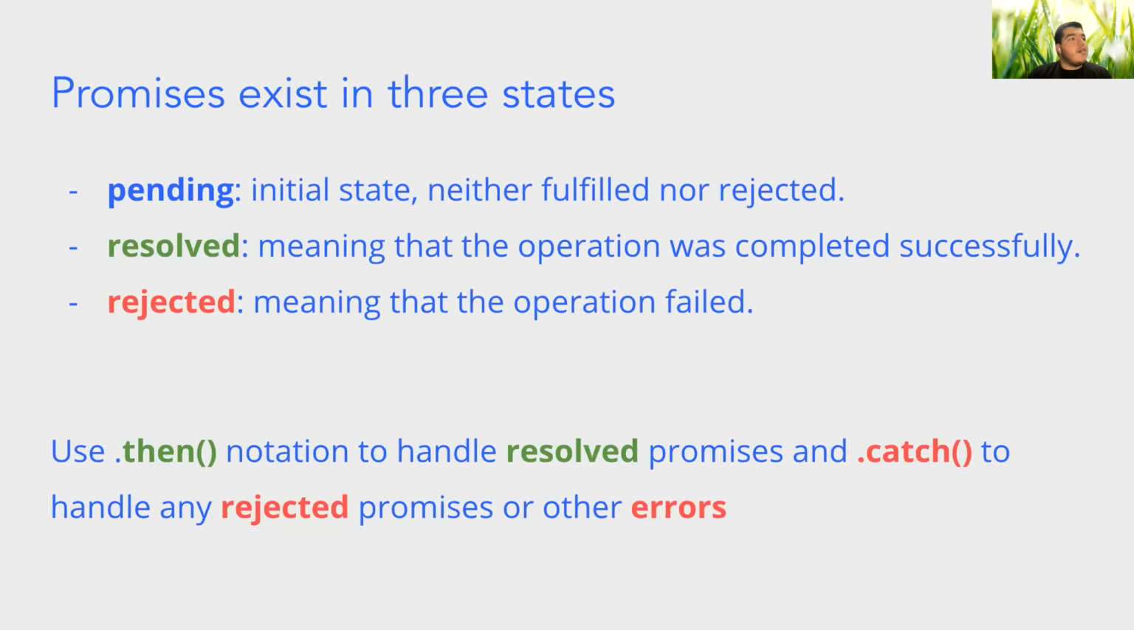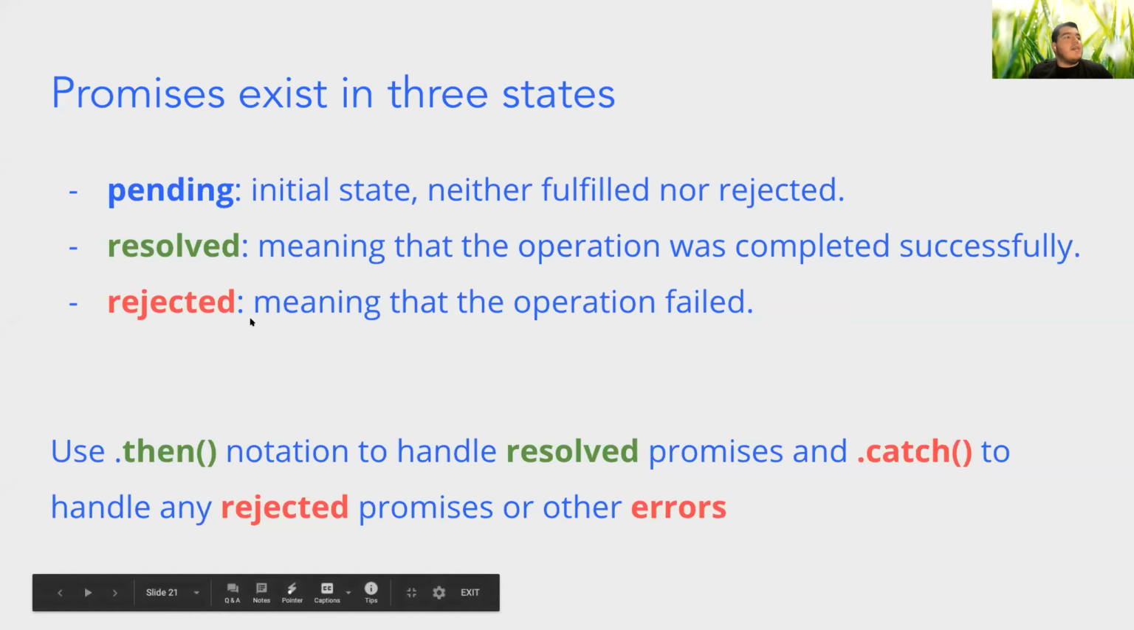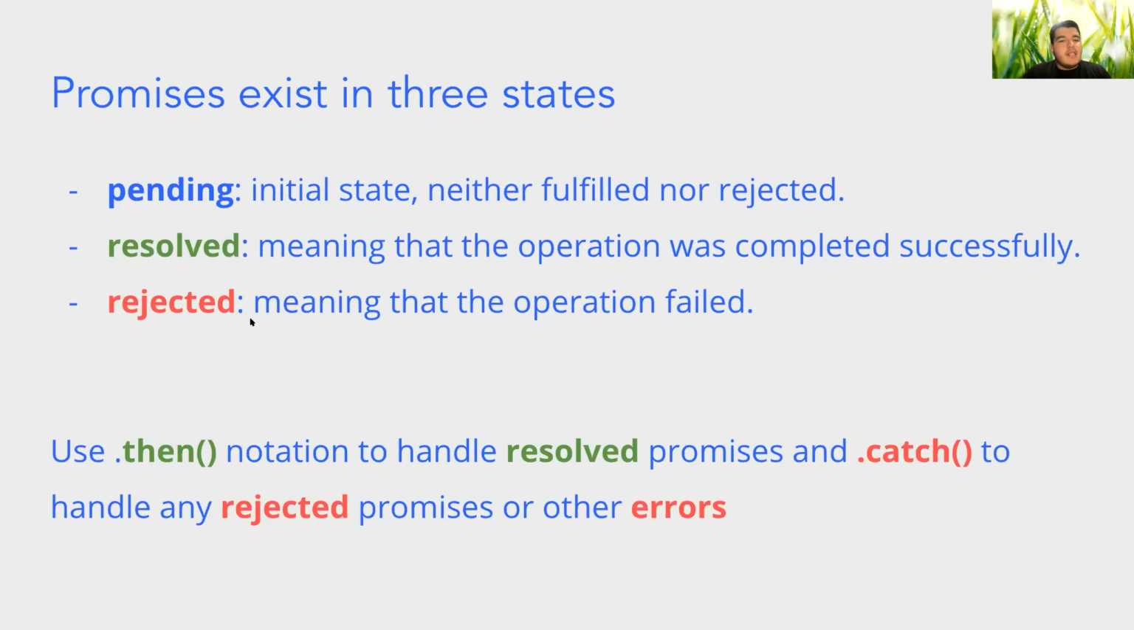It can either resolve, meaning that the operation was successful. That's like comment.find and it gives us comments back. Or it could be rejected, meaning something happened. There was an error. It couldn't connect to our database, or there is a syntax error, or there were no comments, or there's just some error that we encountered.